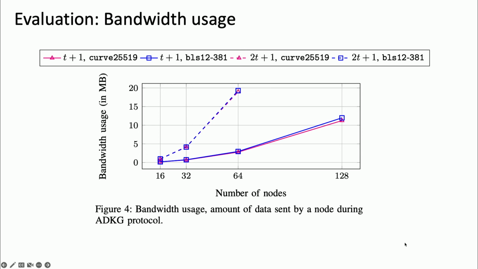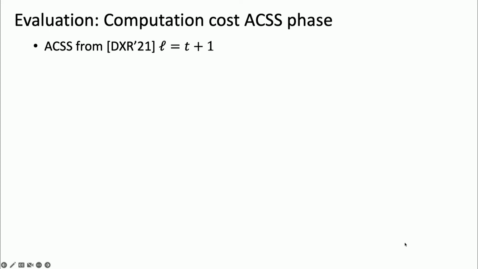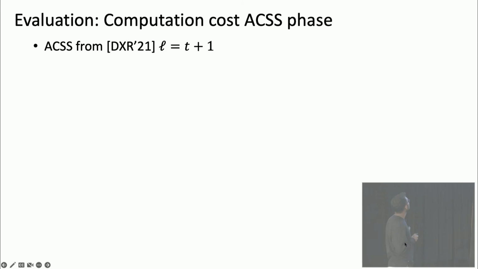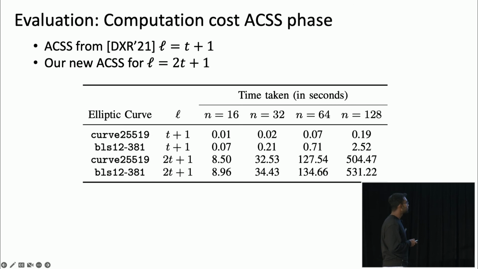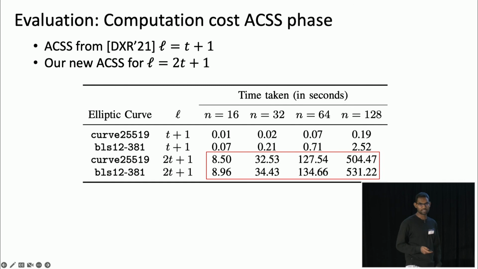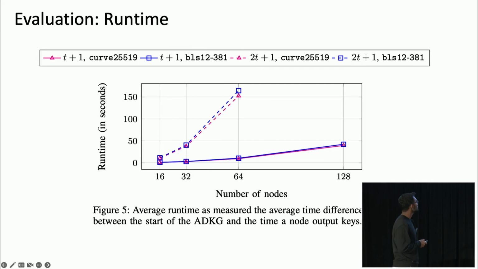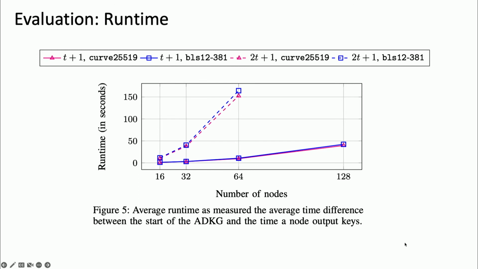The reason for this high threshold inefficiency is the cost of the ACSS phase. For the low threshold, we use ACSS from our previous paper. For high threshold, we designed a new asynchronous complete secret sharing protocol. If you look at the ACSS cost, this is the cost of the ACSS phase in the distributed key generation protocol. For the high threshold, it's about 250 times larger. So that's the reason for the high inefficiency of the high threshold distributed key generation protocol. And this number will get reflected. For example, 134 here will get reflected here as 150. There will be some other added numbers because of the rest of the protocol.